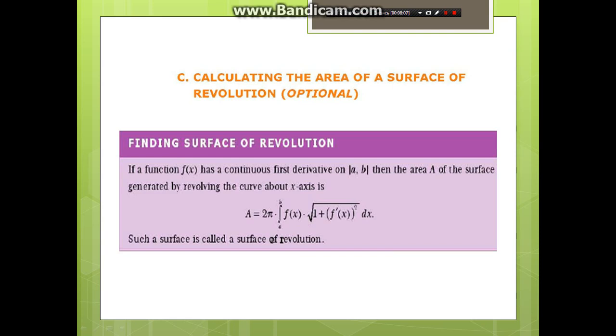Calculating the area of a surface of revolution. If the function has a continuous first derivative from A to B, then the area A of the surface generated by revolving the curve about the x-axis is 2 pi integral from A to B of f of x times square root of 1 plus f derivative squared dx. Such a surface is called a surface of revolution.